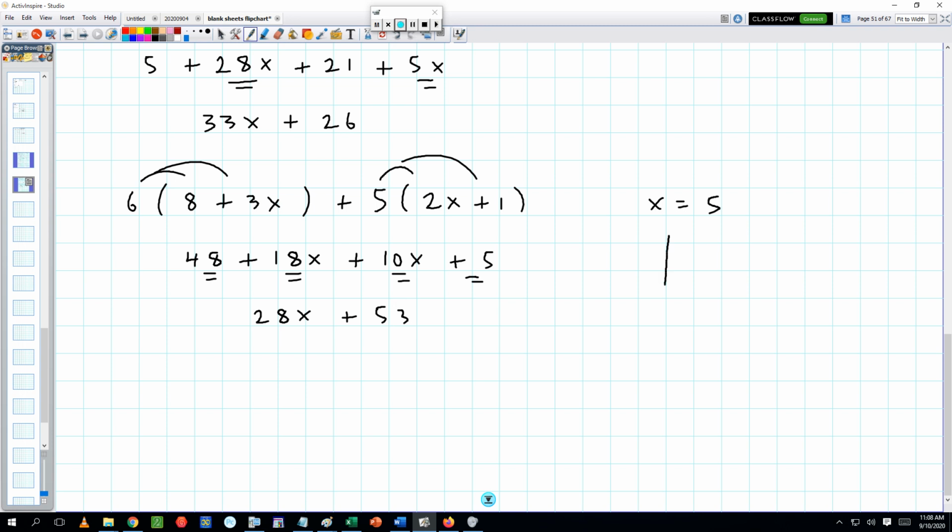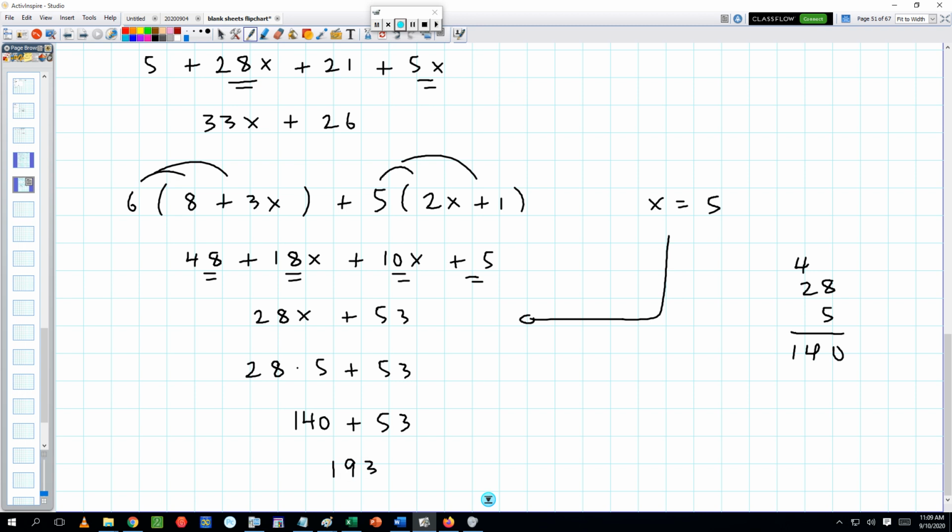Now I'm going to substitute. 28x is 28 times 5, plus 53. 28 times 5, you go to your calculator, but that is 5 times 8 is 40. 5 times 2 is 10, carry the 4. That is 140 plus 53, which is 193. I simplified first. How pretty.